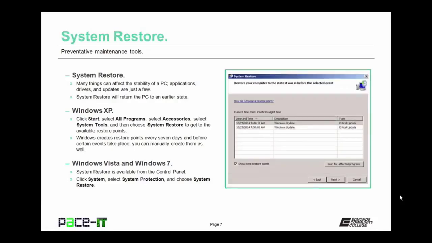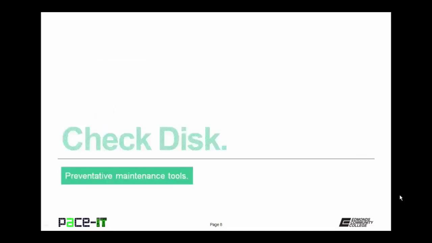Now, Windows will create an automatic restore point every 7 days and before certain events take place. You can also manually create them as well. In Windows Vista and 7, the System Restore utility is available from the control panel. Once you get to the control panel, click on System, then System Protection, and then System Restore.